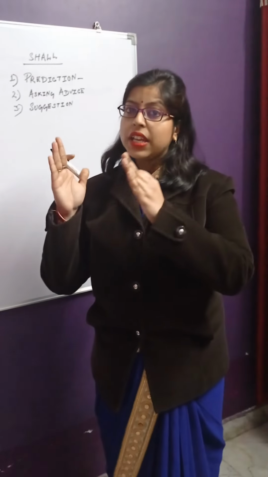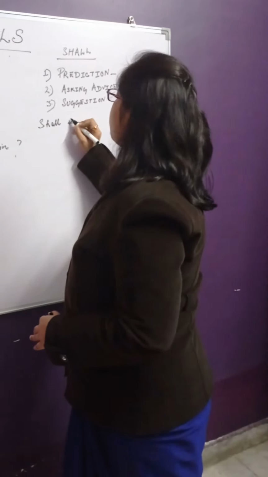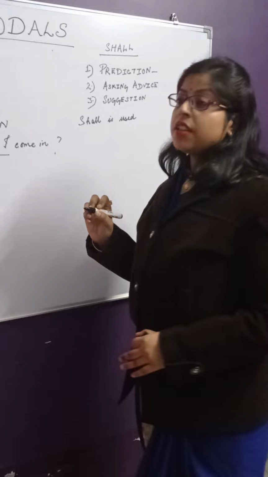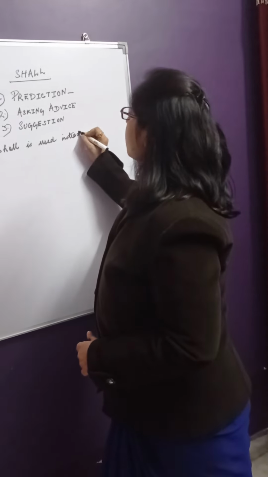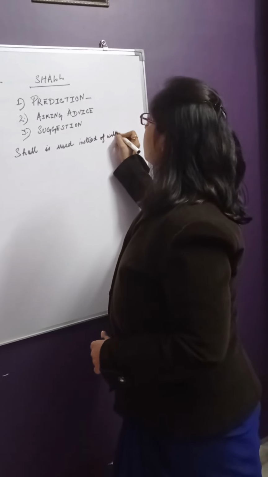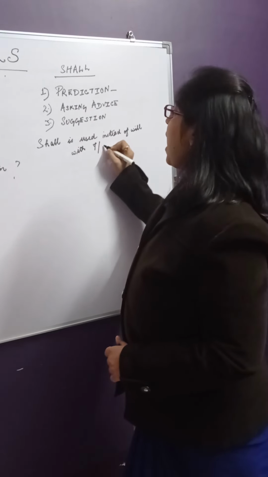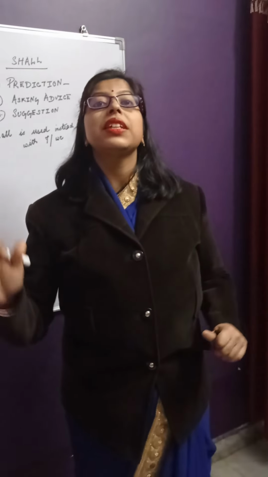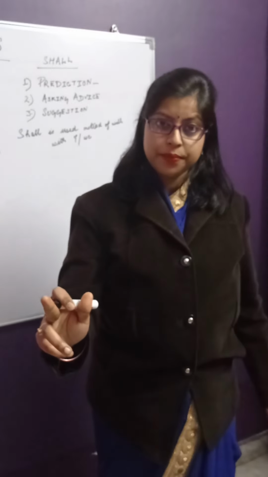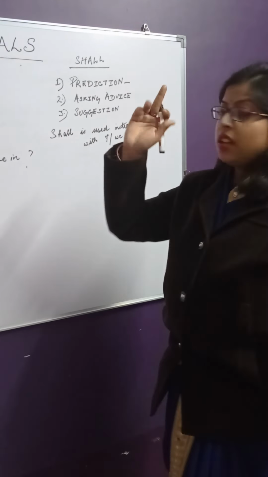Now, the point which I am going to tell you now is very noteworthy. Please mark my words. Shall is used instead of will with I and we, while predicting or talking about intentions in a formal context. Okay? So we have seen three cases: prediction, asking advice, suggestion.